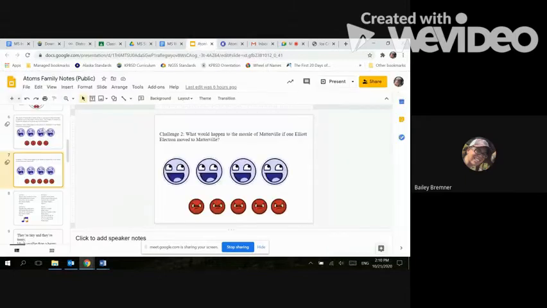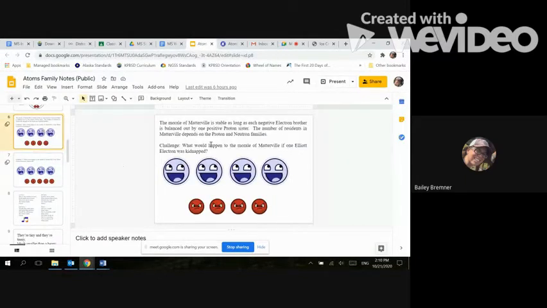As far as the answers to yesterday's challenge questions: what happened to the morale of Matterville if one Elliott electron was kidnapped? It would become more positive, because if he disappears, we now have 1, 2, 3, 4 positive protons and 1, 2, 3 negative. So there's more positive than negative, which means it becomes more positive overall. Just like adding positive 4 plus negative 3 on your number line, you would go down to 1. It would balance out to 1, so it'd still be a positive number, greater than 0, positive overall.